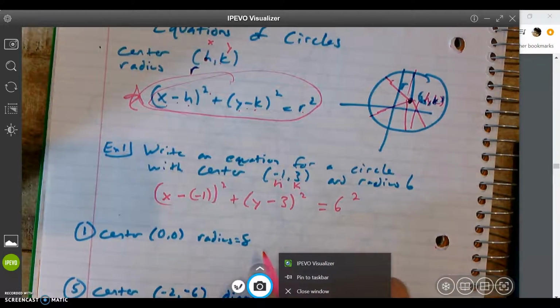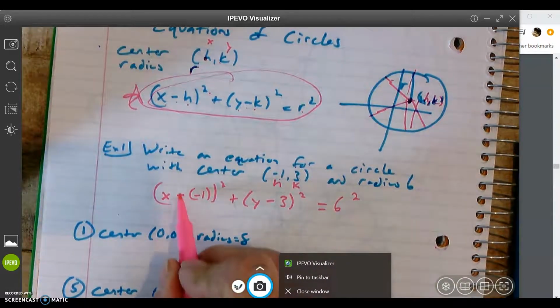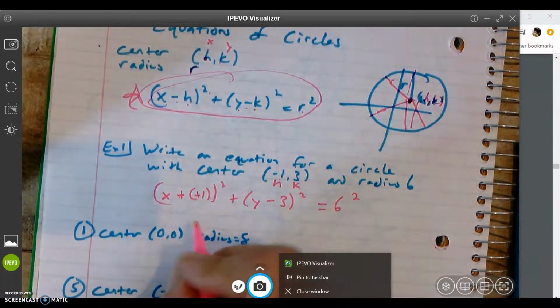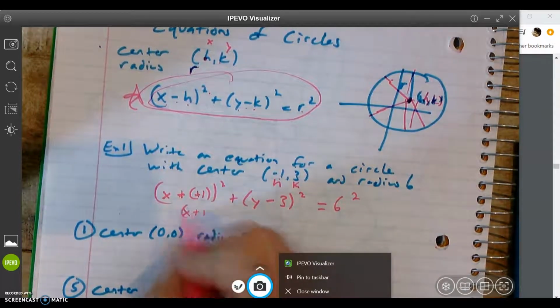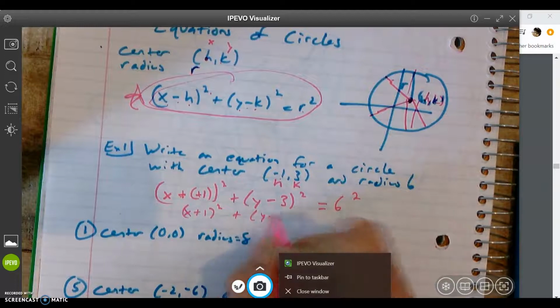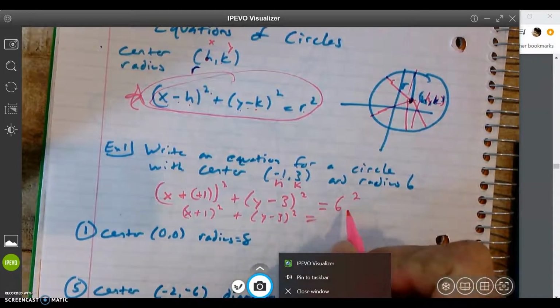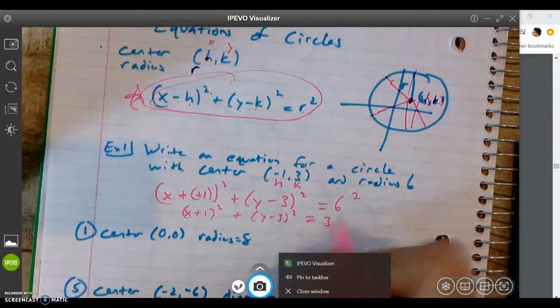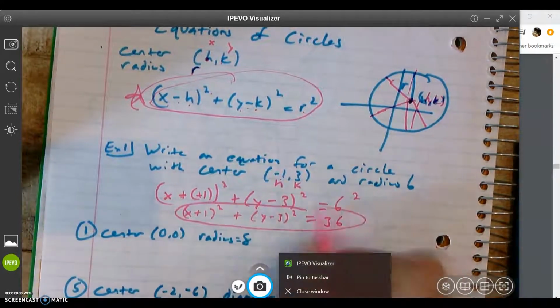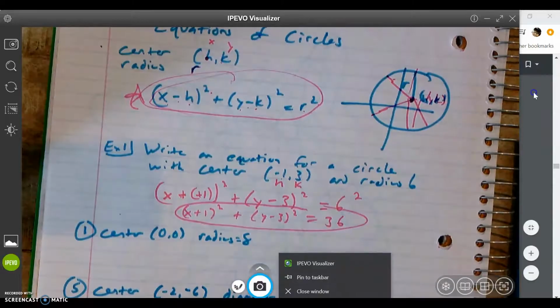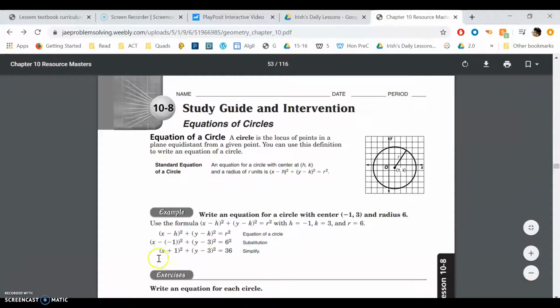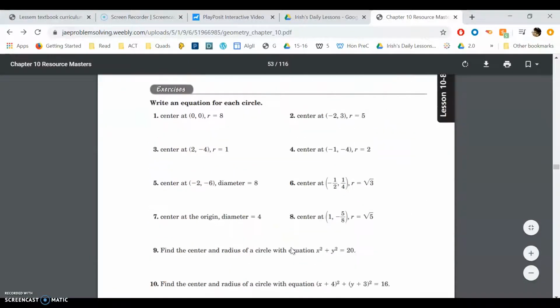So now I'm going to simplify this. When you subtract a negative, you actually add a positive. So it's going to be (x plus 1) squared plus (y minus 3) squared. Don't do anything with that. Equals 6 times 6. What is that? Ooh, 36. Yeah. And there we go. Hopefully we got the same thing as in our example. Good, I'm good.